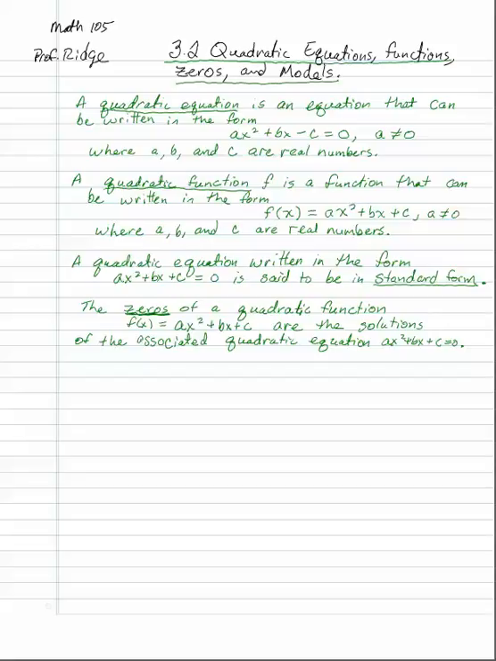So basically if you take the function ax squared plus bx plus c and set it equal to 0 and solve it, that x value will give you the zero of the function. Okay, so that's the terminology. And sometimes we say solutions to this equation. Sometimes we call it roots.